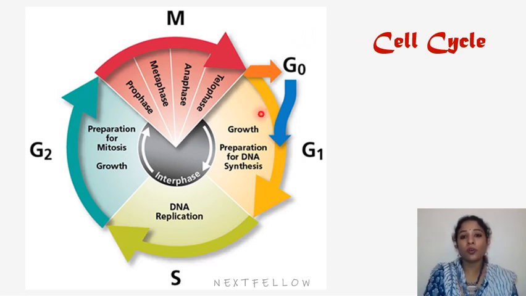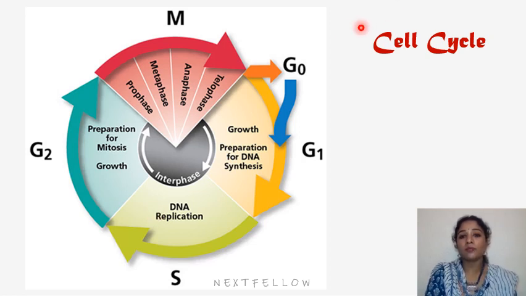The combination of G1, S and G2 phases is altogether known as interphase. And the M phase is the mitotic phase, which is further divided into four phases: prophase, metaphase, anaphase, and telophase. The DNA synthesis, that is the replication of the genome, occurs during S phase, at the end of which the DNA content of the cell is doubled. The genetic material becomes double.